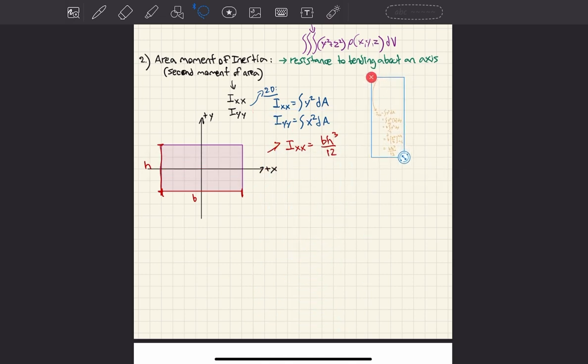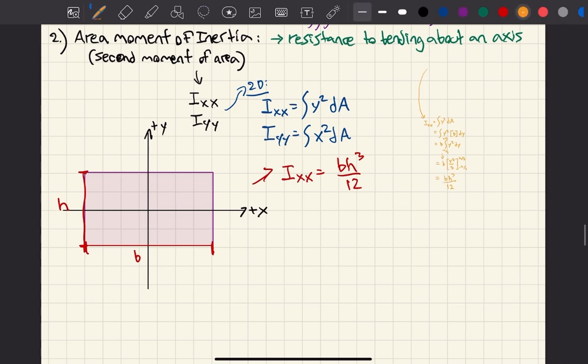If you actually want to do it, I'm not going to do it, but you're going to end up getting just this switched. Iyy is equal to b cubed h over 12. If we bend it about the y-axis, you're going to get this lovely guy as your resistance to bending about the y-axis. That should actually make sense, but if I start going into it, I'm going to spend another 20 minutes talking about it. So let's not do that.